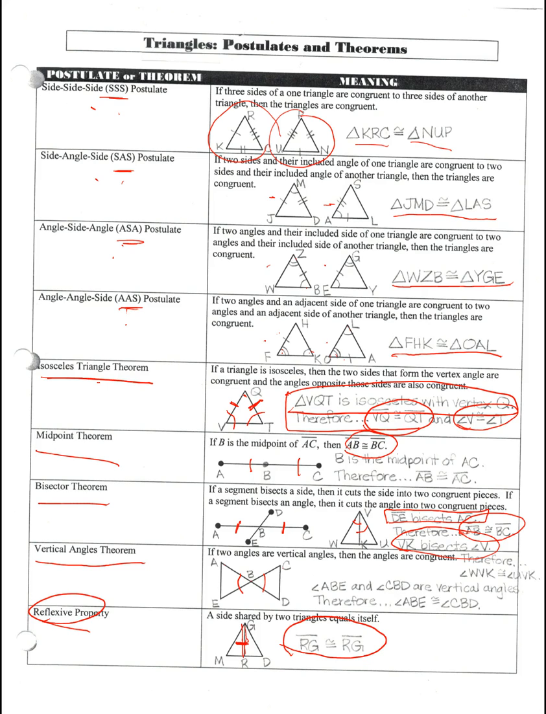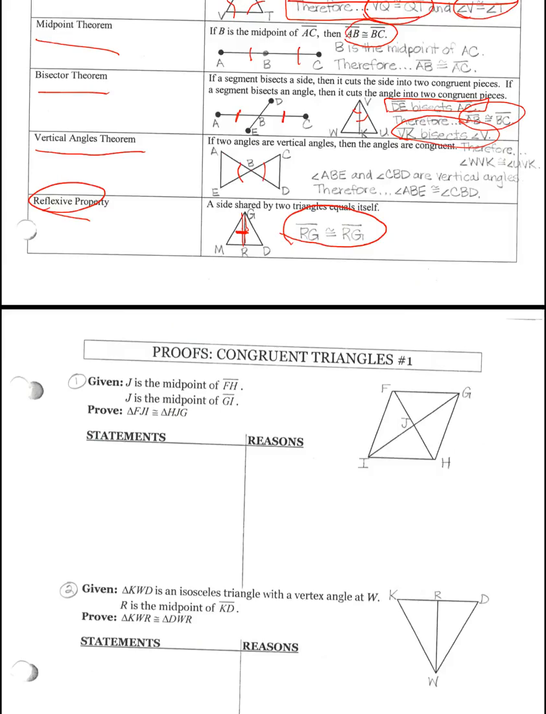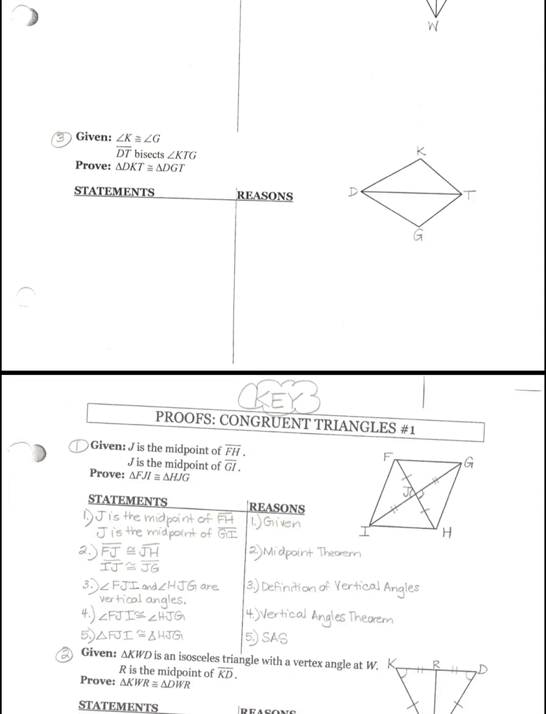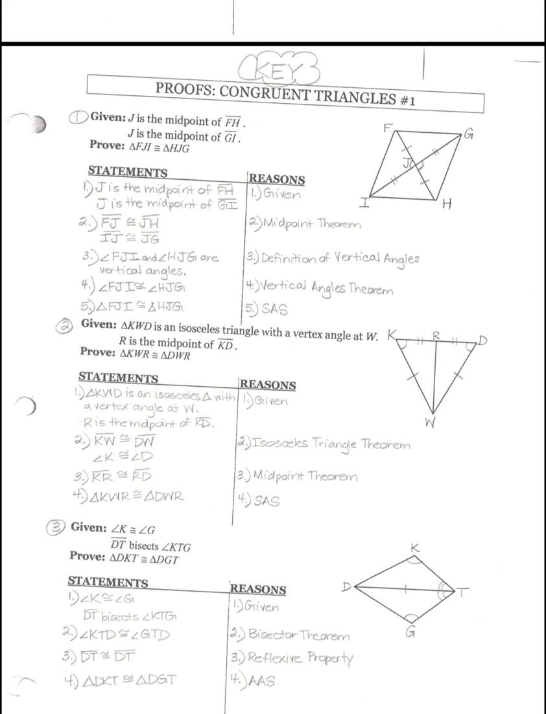Okay, so that's something that you need to know, and that's important. So make sure you can do that. We're going to use those properties to do things like these proofs right here. So this is in your packets, proofs, congruent triangles, number 1. This is a clean sheet here, numbers 1, 2, and 3. After it are all of the answers to it.